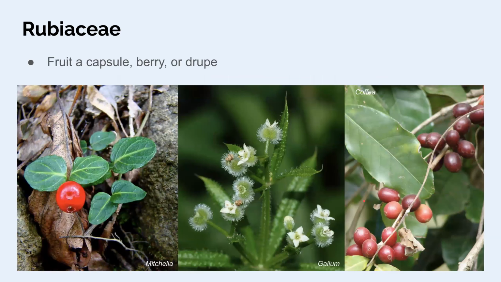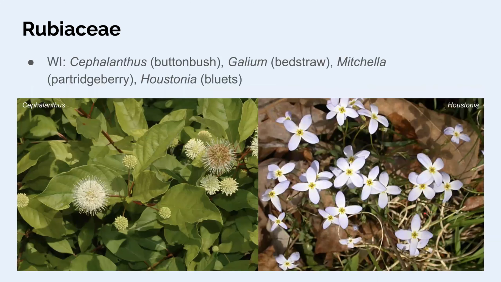A little diversity in the fruits. Capsules, berries, or drupes. There's the partridge berry, the berry of the partridge berry. Here we've got a capsule, I suppose. I'd have to change my definitions on this one. This one I think might function more as a schizocarp. Then we've got coffee here. So coffee berries have coffee seeds inside, which are what we use for coffee.